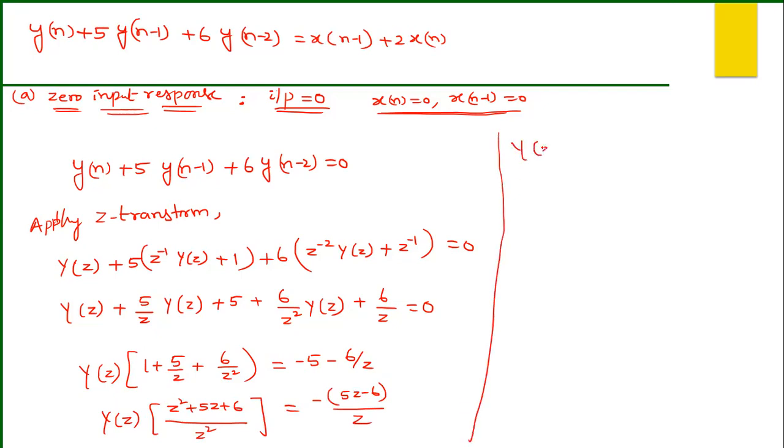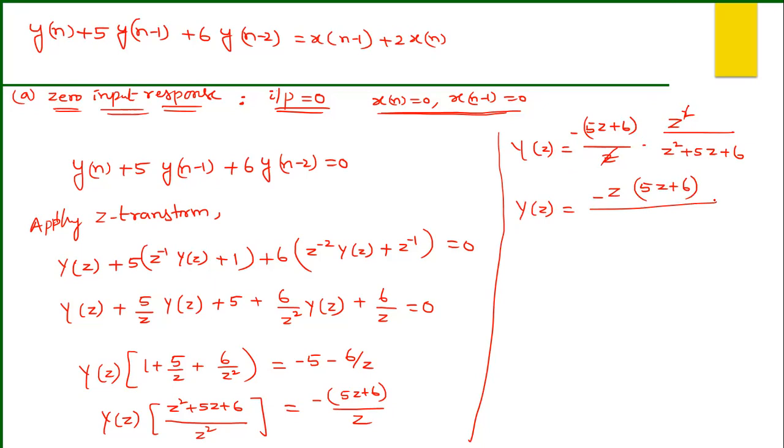What is y of z? y of z is equal to, you send this one that side, this is plus, minus (5z plus 6) by z, into z square divided by z square plus 5z plus 6. Now one z cancels. So what is y of z? y of z is equal to minus z into (5z plus 6) divided by, I can write this one as z square plus 3z plus 2z plus 6.